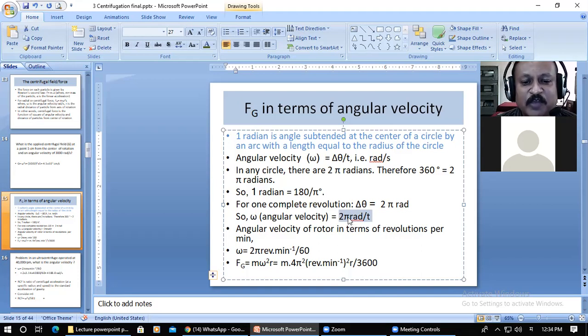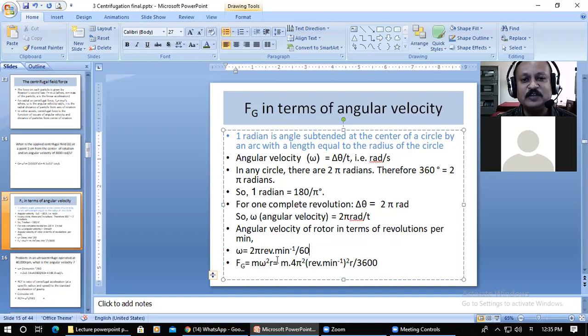Now, if this same term we express in terms of revolution per minute, because in the centrifuge machine we use this particular term, revolution per minute, then what we can write here is 2 pi. Instead of the term radian, I am putting revolution per minute. So 2 pi revolution per minute, but this is for how much? 60 seconds. Time here is per minute, and therefore I have written 60 seconds here.